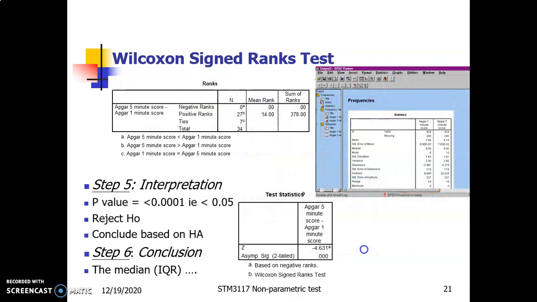When you look at the output, you get the significance value at 0.000. So 0.00 is less than 0.05, so we reject H null. It means that there is a significant difference between before and after, right? So it must be reported in median and IQR.